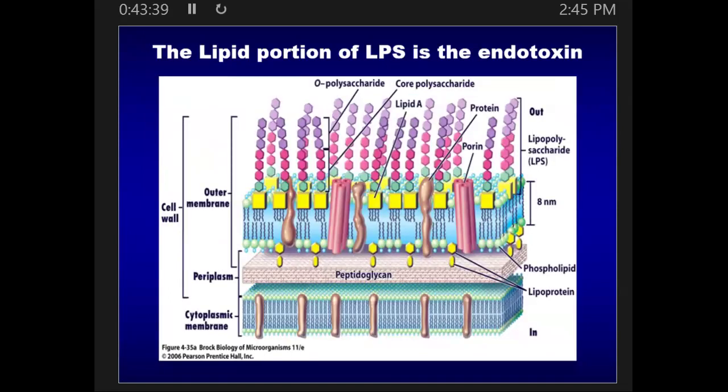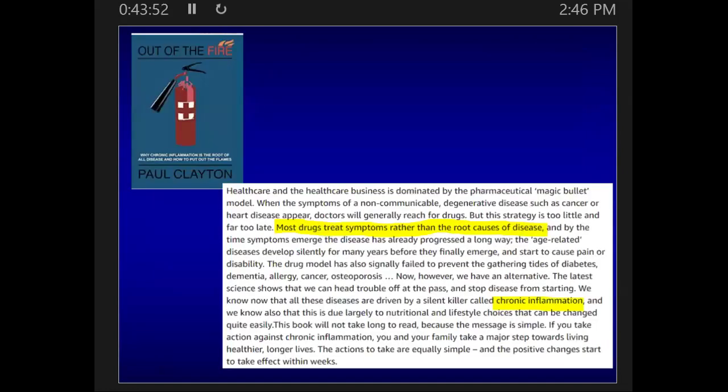All right, this is the gram-negative cell wall structure. It's a lipopolysaccharide, in particular. So again, if you get too many of these, it can trigger inflammation.